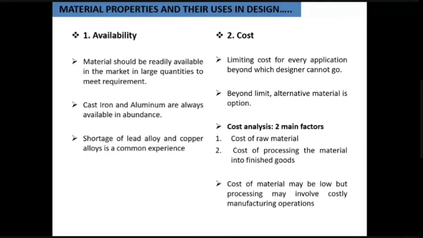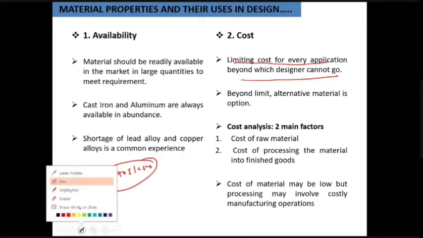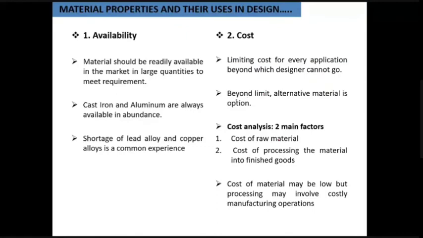Next is cost. There is a limiting cost for every application beyond which the designer cannot go. As an engineer and designer, the company will specify that you have to manufacture the automotive car in the range of 4 to 5 lakhs. This is the budget you have been given. Obviously, as the material quality goes on increasing, the material cost will also go on increasing. So the designer has a limitation. Now, if there is a case where you have to exceed the limit, then an alternative material is the option, right?